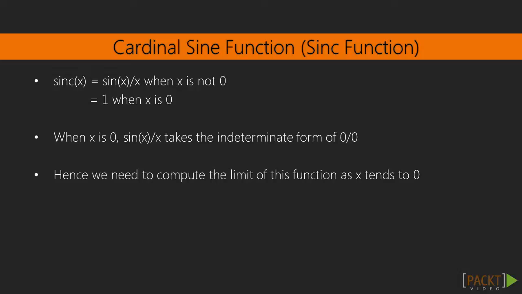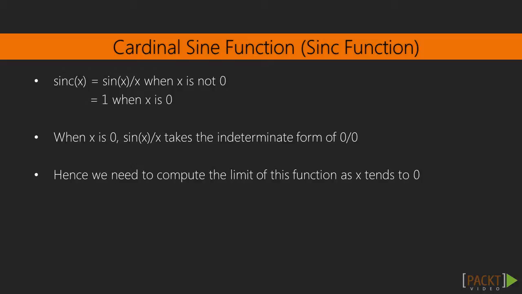This is also referred to as the cardinal sine function. A sinc function is defined as sinc of x equals sin of x divided by x when x is not 0, and it is equal to 1 when x is 0. When x is 0, sin of x by x takes the indeterminate form of 0 divided by 0. Hence, we have to compute the limit of this function as x tends to 0.